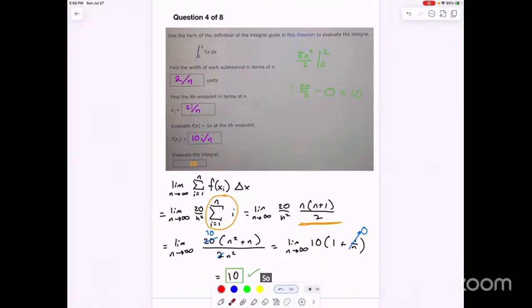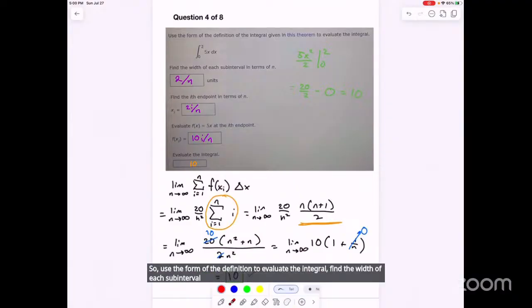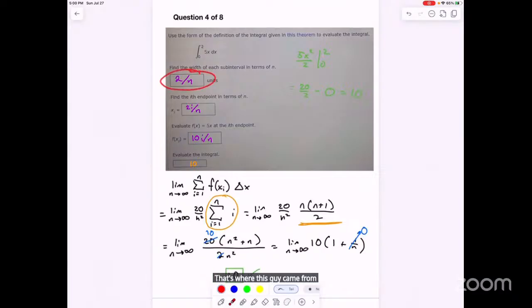So use the form of the definition to evaluate the integral. Find the width of each subinterval. So from 0 to 2, we said 2 minus 0 divided by n. That's where this came from. Okay. Find the ith endpoint.